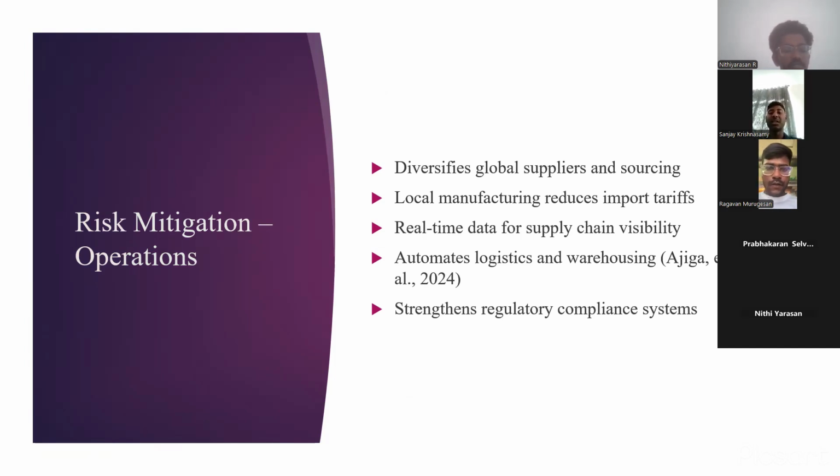And there is a real-time example for this, managing operational risk. P&G reduces risk by spreading out where it gets materials and also producing goods locally to avoid tariffs. Real-time data helps them manage inventory smoothly, automation improves efficiency, and strong systems ensure they follow regulations. This proactive approach keeps operations stable even during crises like a pandemic or political conflicts. These are the real-time examples of P&G managing the mitigation of operations.